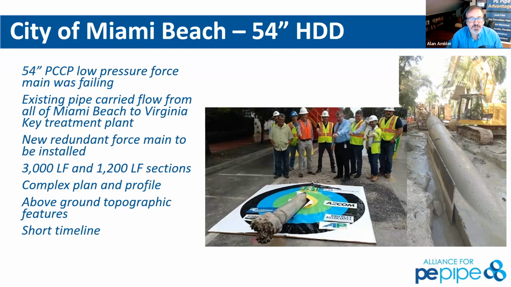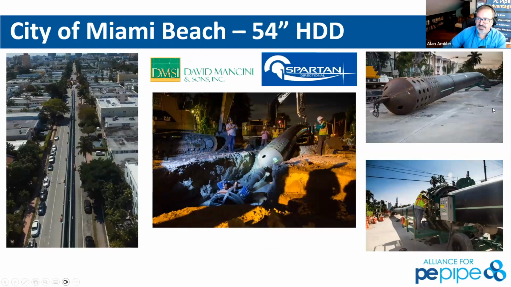Low pressure force main, another pre-stressed concrete cylinder force main as they go through it. They recognized the catastrophe of failure in South Beach: it's the only pipe that's taking their sewage out to the regional treatment plant. If that pipe did in fact fail, you're not going to be able to shut down South Beach and tell everybody that they have to stop flushing their toilets. So here's some additional images.